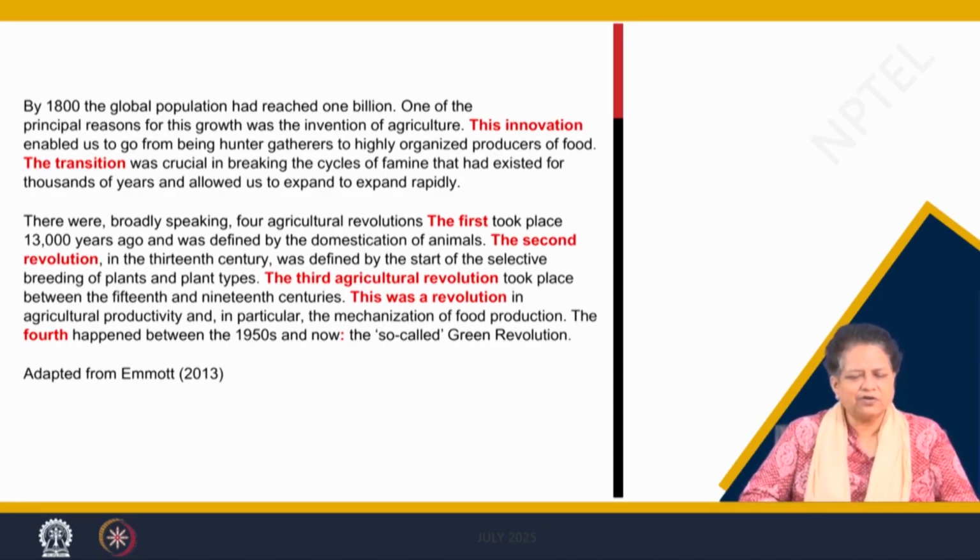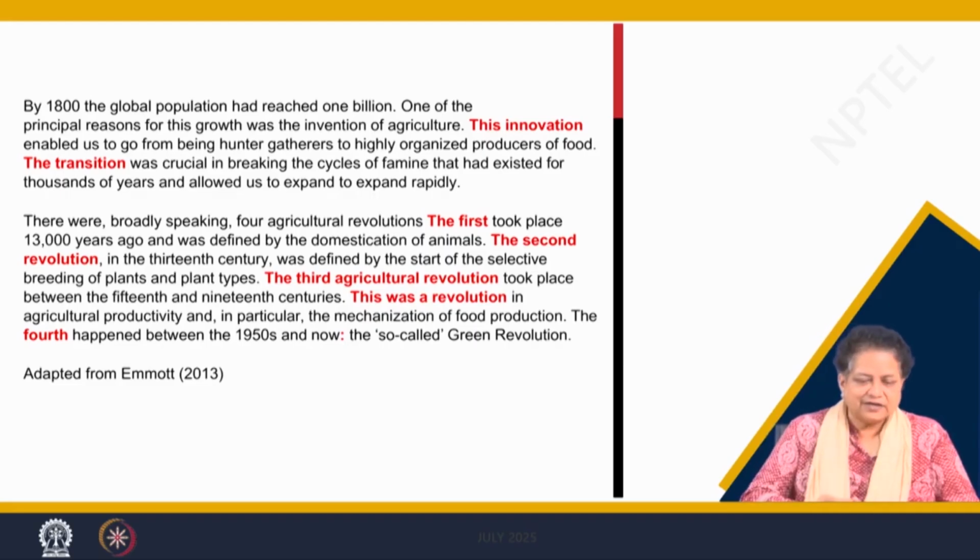By 1800, the global population had reached 1 billion. One of the principal reasons for this growth was the invention of agriculture. This innovation enabled us to go from being hunter-gatherers to highly organized producers of food. The transition was crucial in breaking the cycles of famine that had existed for thousands of years and allowed us to expand rapidly. There were, broadly speaking, 4 agricultural revolutions. The first took place 13,000 years ago and was defined by the domestication of animals.